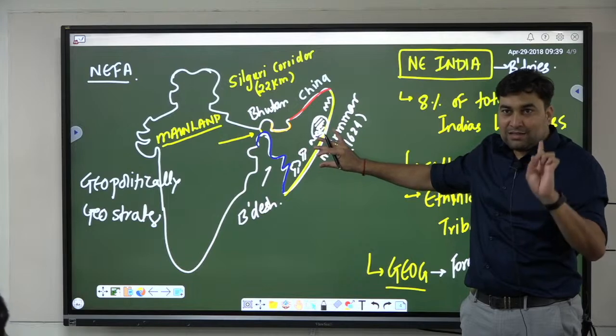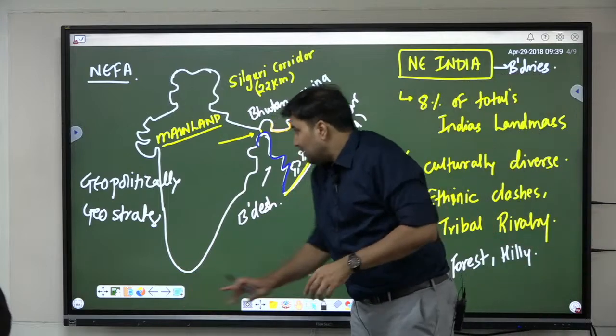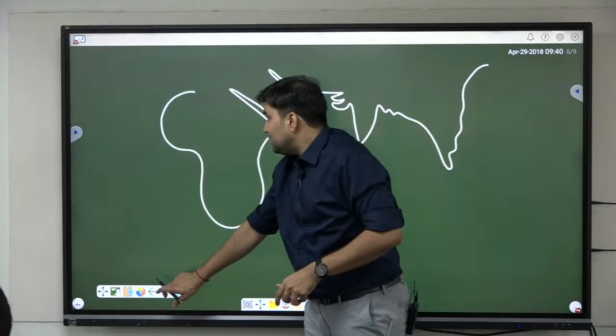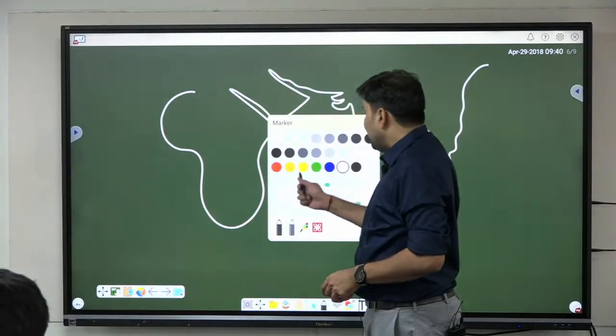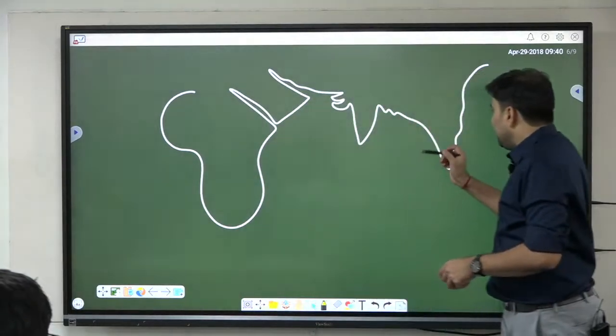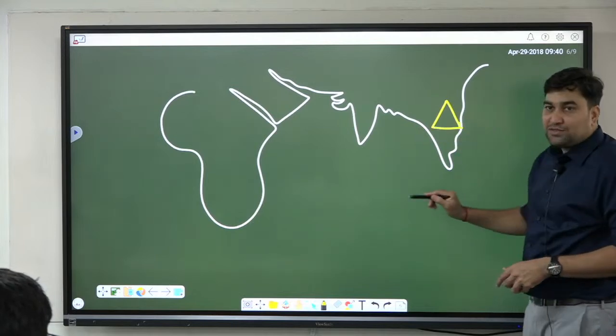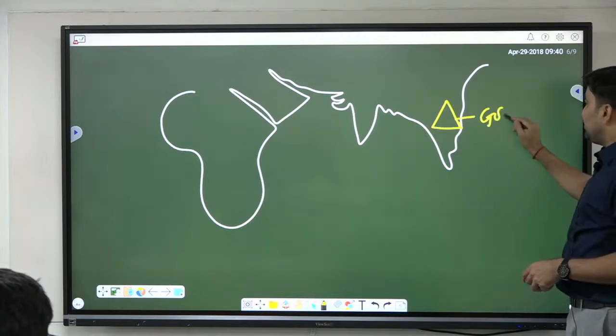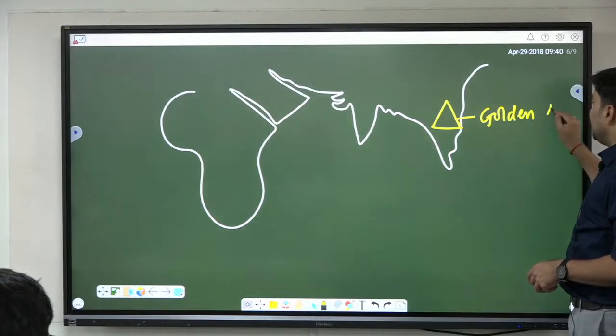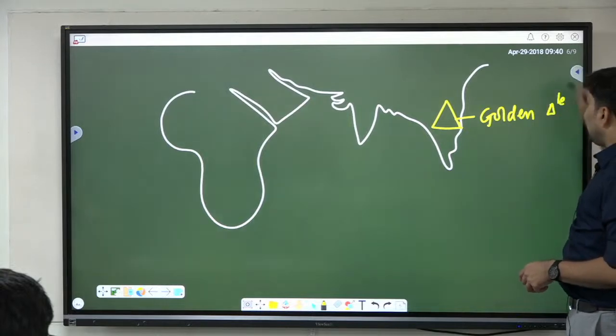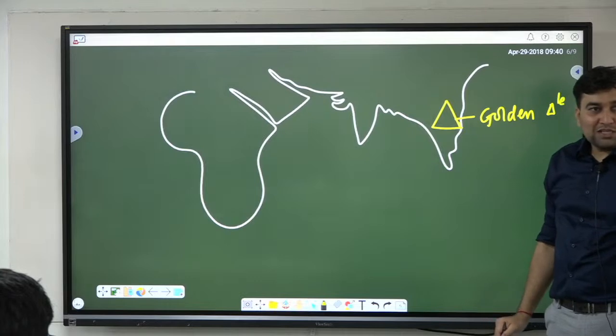Getting the idea? Next, this insurgency in Northeast India is fueled by factors like easy availability of arms. Arms are available because of something called the Golden Triangle. The Golden Triangle is an area present along Thailand, Laos and Myanmar.